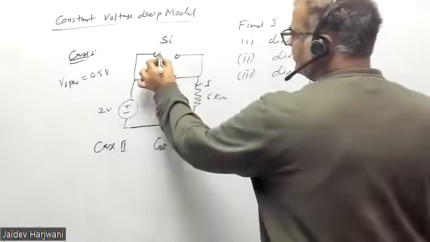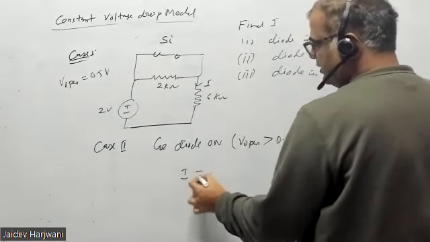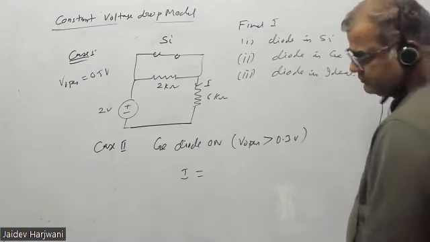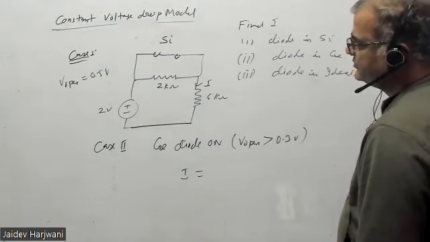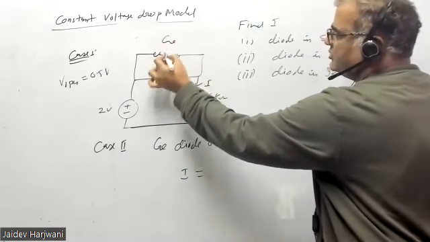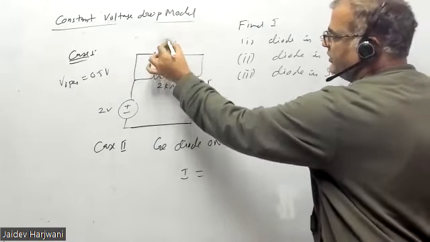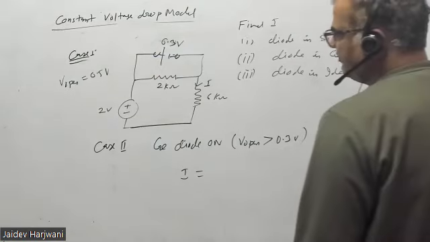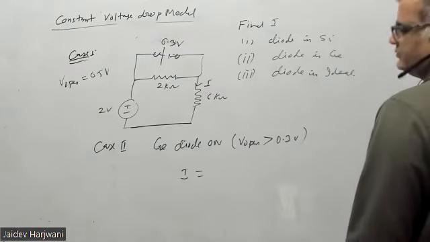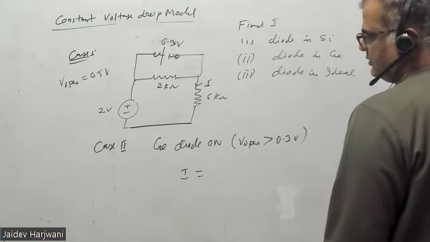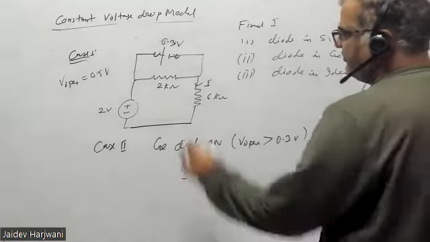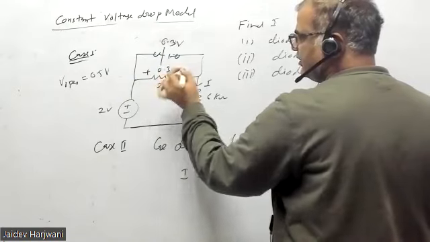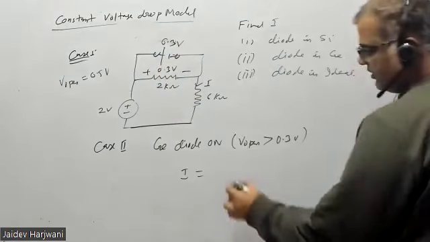So on means this is now a short circuit. Tell me, I will be how much? Not short circuit. Germanium means 0.3 volt. 0.3 volt is for germanium. So now you can find what is I. If this is 0.3 volt, this is also 0.3 volt. Yes or no? Both are parallel.